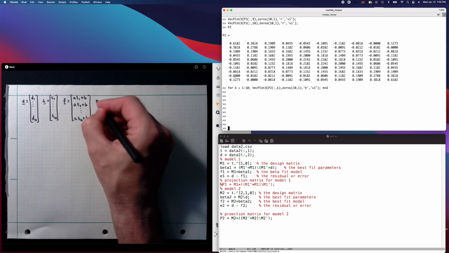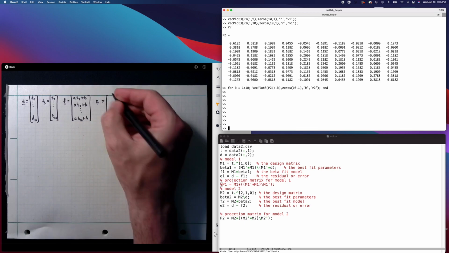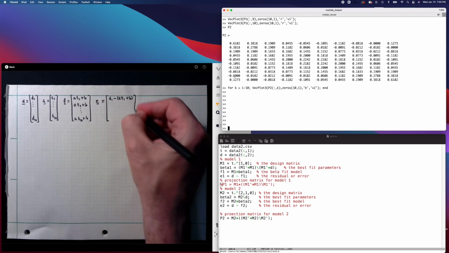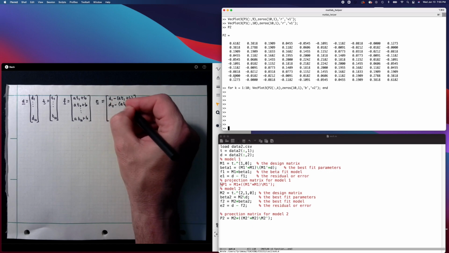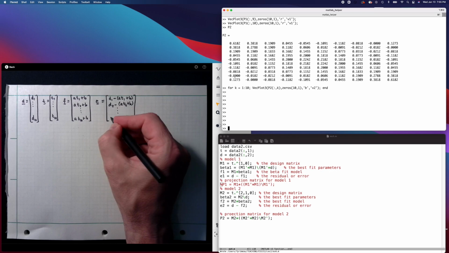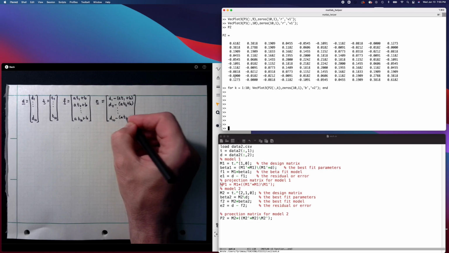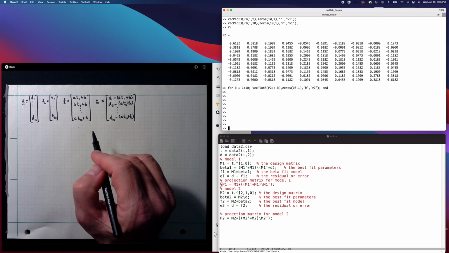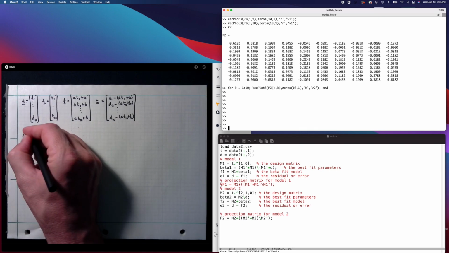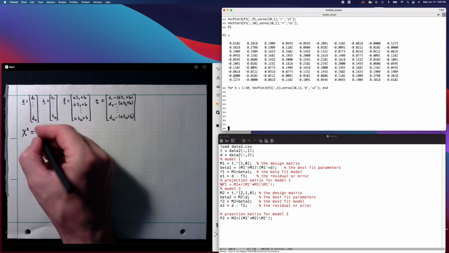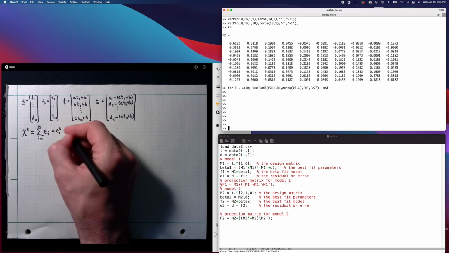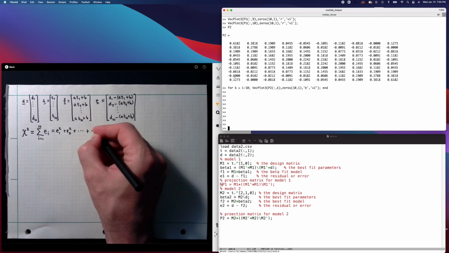And the error, E, is equal to D1 minus (A T1 plus B), D2 minus (A T2 plus B), all the way down to D10 minus (A T10 plus B). And so for the least squares, what we want to minimize is the sum of the squares of the components of E. So let's give this a name. I'll call it chi squared, which is equal to the sum for i equals 1 to 10 of E sub i squared, which is equal to E1 squared plus E2 squared plus dot dot dot plus E10 squared.